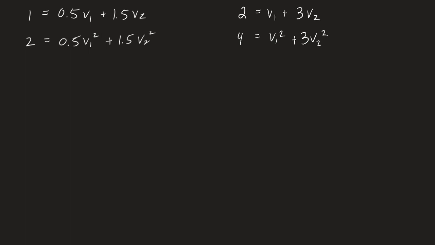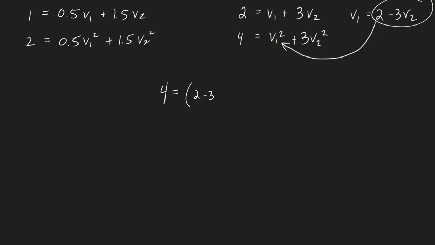I'm going to solve for V1. V1 equals 2 minus 3 V2. And then I can take that and plug it in here. Substitution. Good old-fashioned substitution, algebra 1. 4 equals (2 minus 3 V2) quantity squared plus 3 V2 squared.